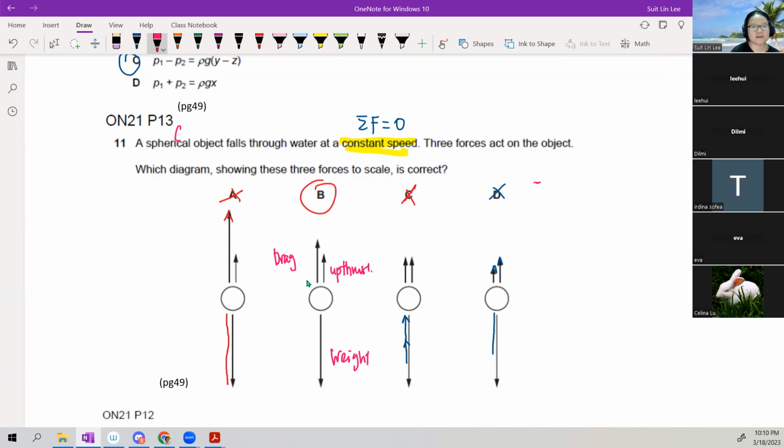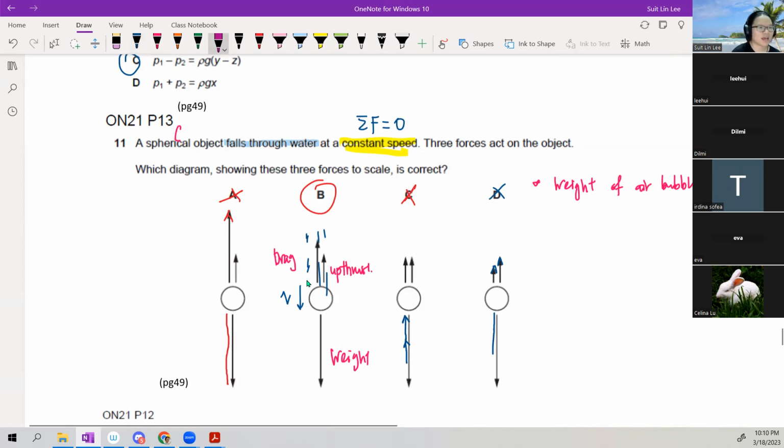Okay. The only caveat here I want to point out, not sure if we've done this question already, but the weight of air bubbles is small. Okay, and this one is falling through water. So falling through water means the direction of V is here. You're falling down now. So the direction of drag or water resistance should be upwards, opposed to motion.